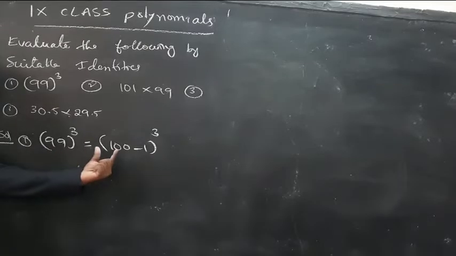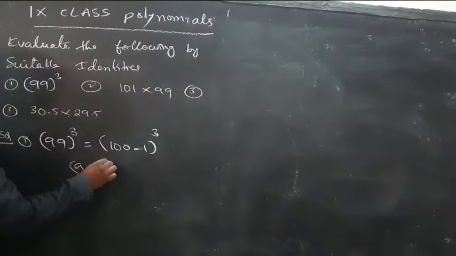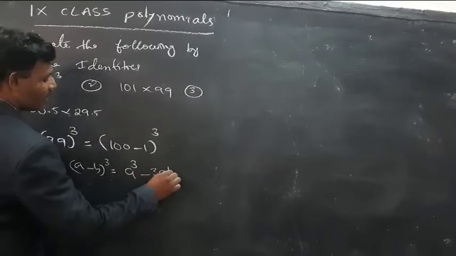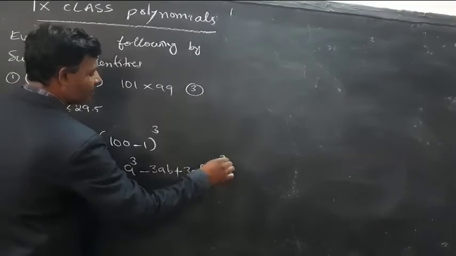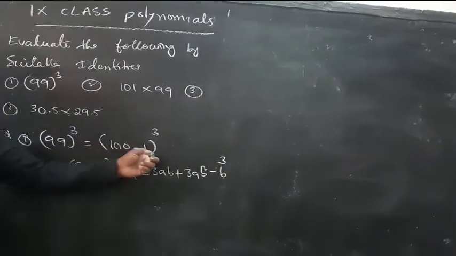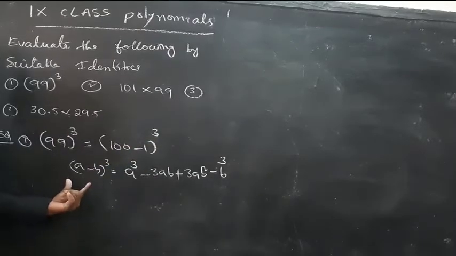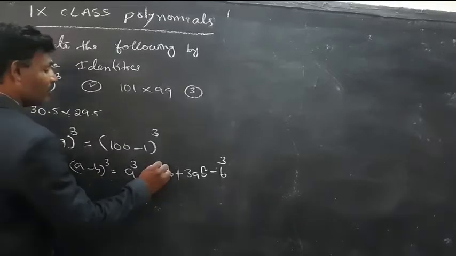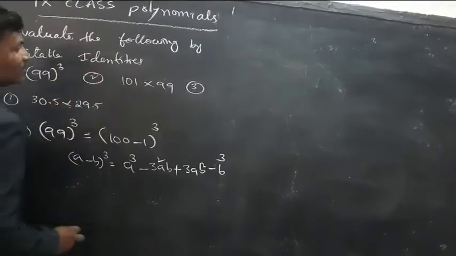After writing it as 100 minus 1, it is converted to the form a minus b whole cube. The formula for a minus b whole cube is a cube minus 3a square b plus 3ab square minus b cube. Now apply the values.